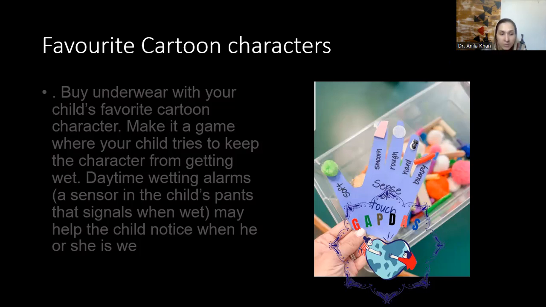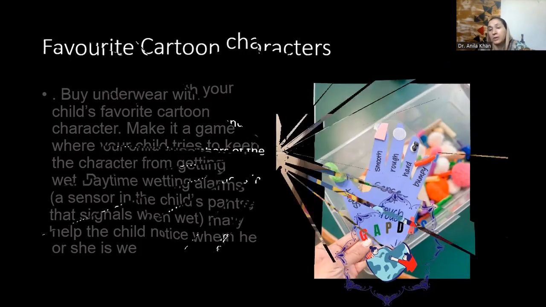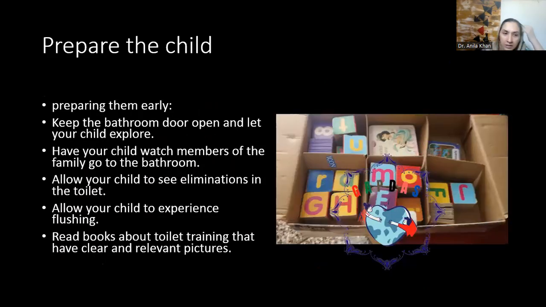Maybe a wetting alarm, as child pants that signal when wet, may help the child to notice when he or she is wet. But even if you don't have an alarm, you can still get the idea whether the child is wet or not. Or if you see that the child is not answering, why don't you ask the question? You have to keep a check on the child frequently, knowing about these things.